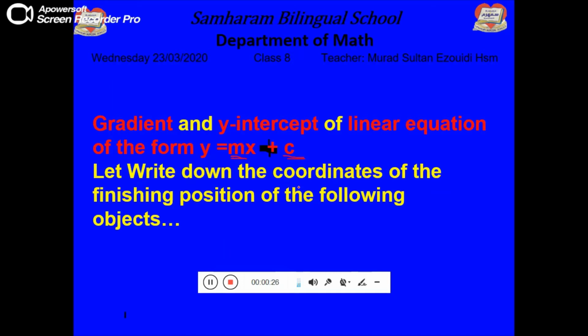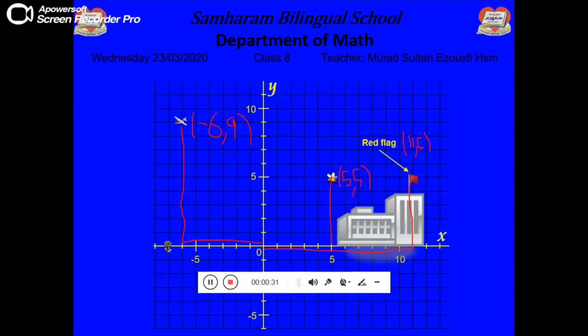Now let's write down the coordinates of the finishing position of the flying object. Here, for example, you can see this plane has a coordinate of -6, 9. Why? Because it moves 6 units to the left and 9 units upwards. For the second one, it moves 5 units to the right and 5 upwards. So we just write the coordinates: 5, 5.